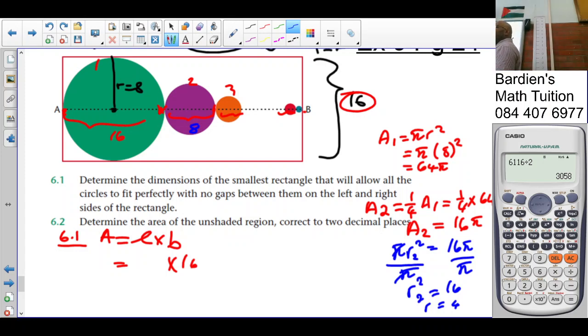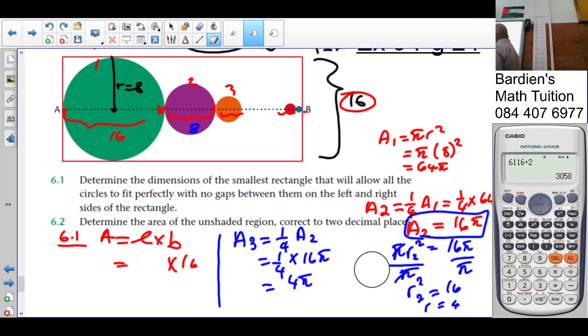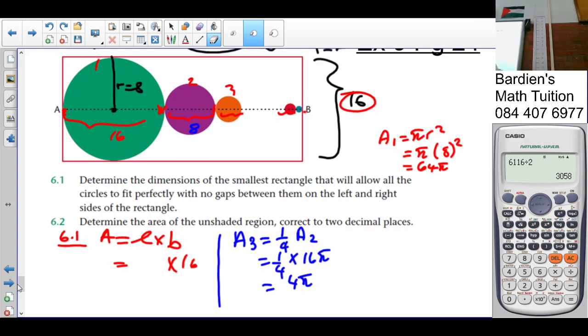If you want, you can carry on with it. You want me to show you how we get the third one? The area of the third one is going to be a quarter of the area of circle 2. What's the area of circle 2? 16 pi. So it's going to be a quarter times 16 pi, which is going to be 4 pi. That's area 3.